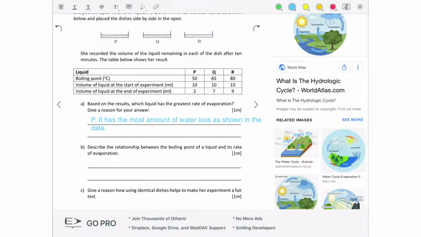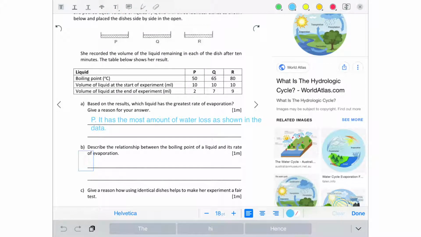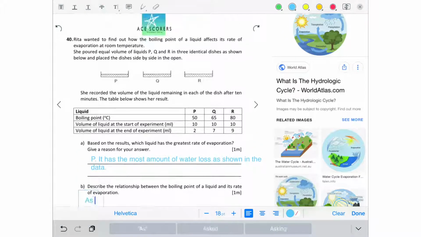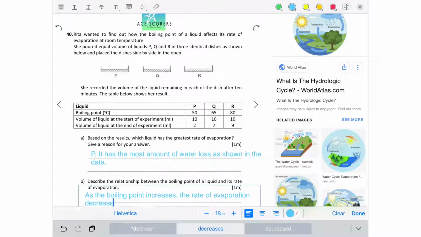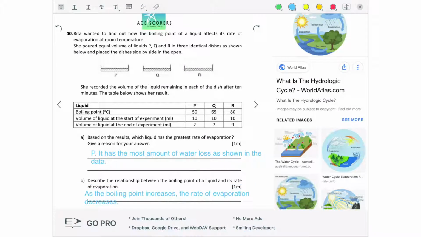Describe the relationship between the boiling point and its rate of evaporation. So based on data again. You see, as the boiling point increases, what happens to the rate of evaporation? It decreases. So as the boiling point increases, the rate of evaporation decreases.